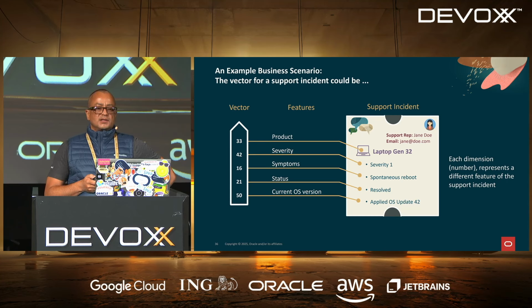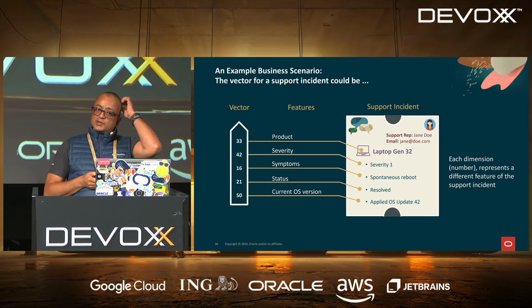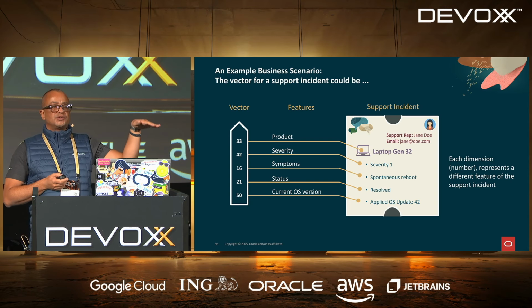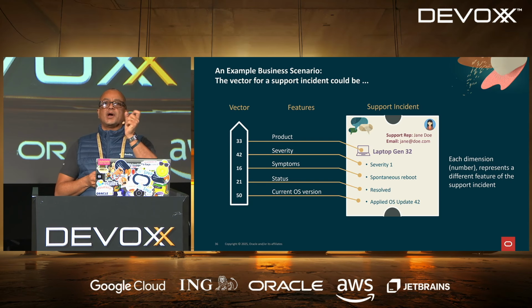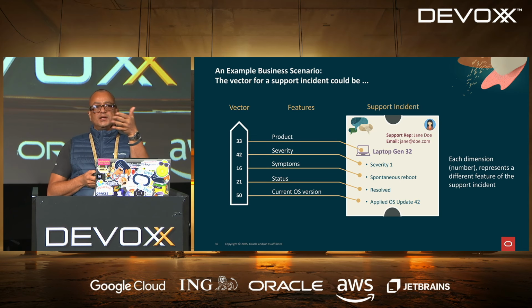Yes, again, this is a representation of that entity that I talked about. Okay, you can see here we have the support incident. So I extract the features and I create this vector, and we call each number a dimension. Okay, this dimension is interesting as well because when you get a model and you check its specification, you see that a model has a dimension or many dimensions.